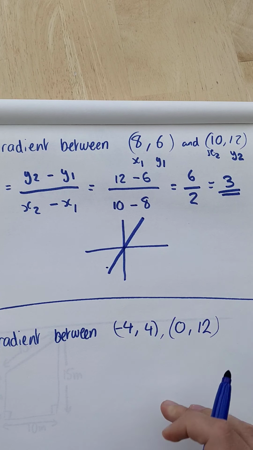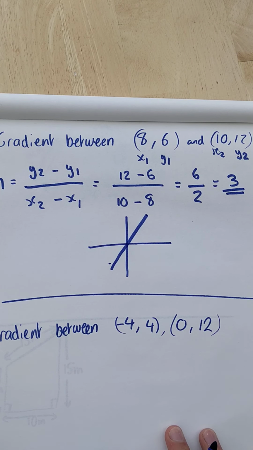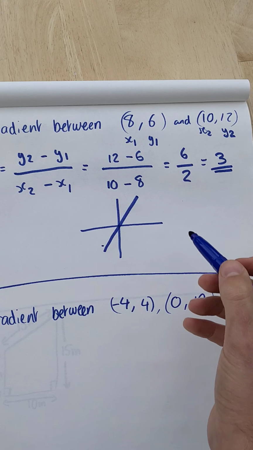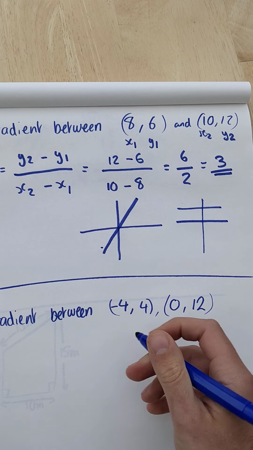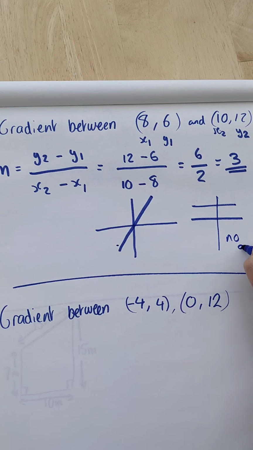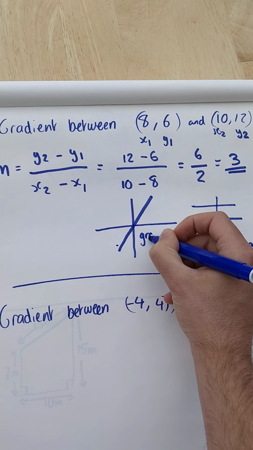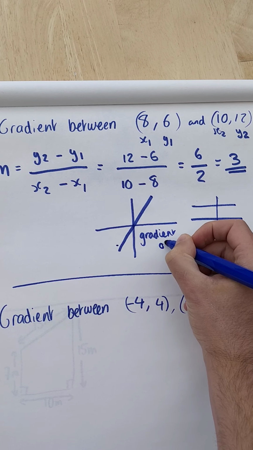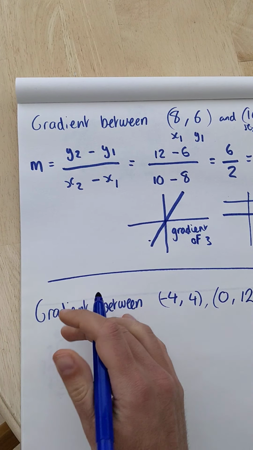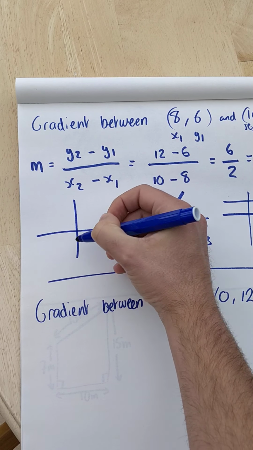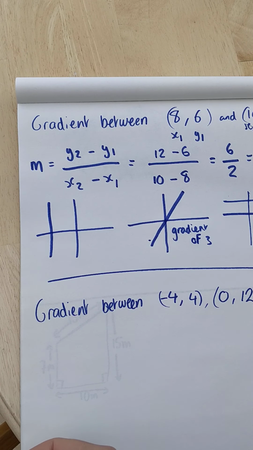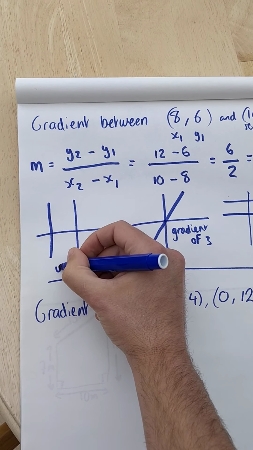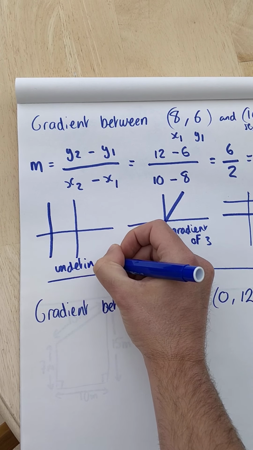like that. Okay, something like that. And that is what a gradient would look like. Now, no gradient is just going to be a flat line. So that's no gradient. Gradient of 3. And if you just get on the coordinate diagram something just like that, that gradient is undefined. It's too steep, it's just undefined.